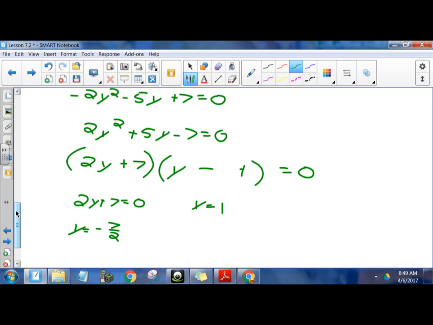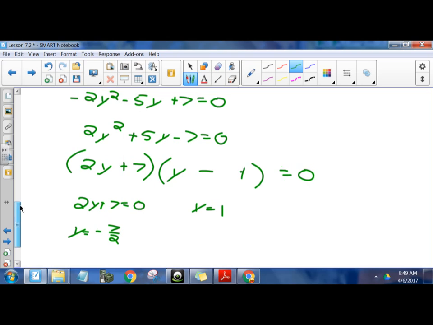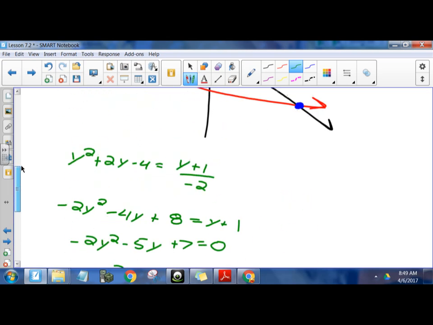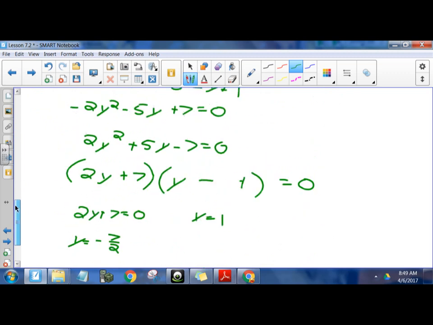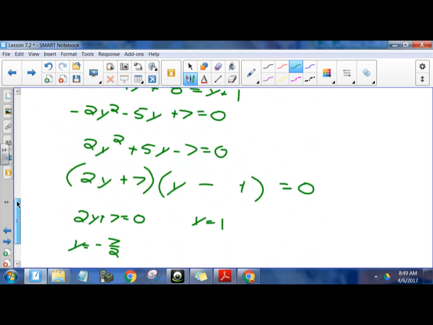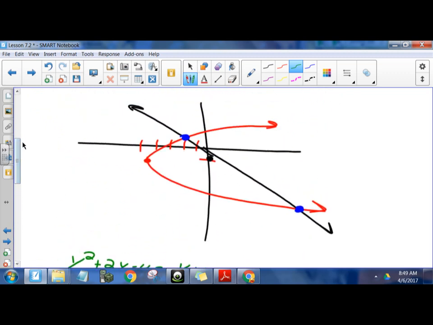We're not going to do this problem using a vertical rectangle because it's impossible to solve for y. So that's all I need. I don't need to go and actually find them. So I've got negative 7 halves and 1. So this piece is 1. And this one is negative 7 halves. Negative 3.5 if you like.